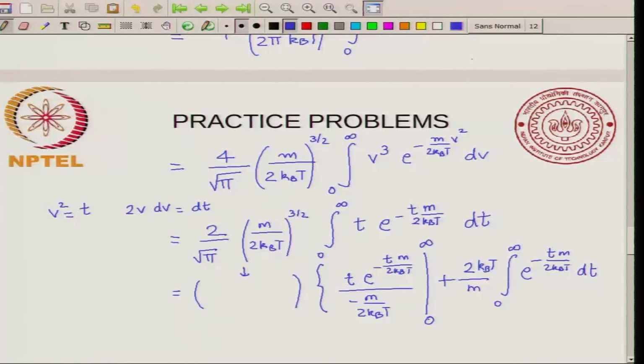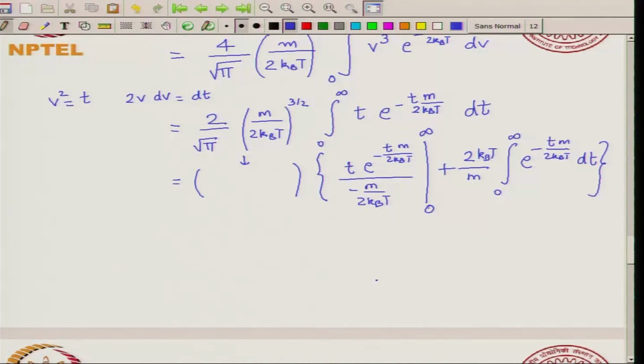So, these are the two terms you have, and instantly you realize that for the first term, when t equals infinity, e to the minus infinity goes to 0 much faster than t goes to infinity. So, this product goes to 0 at infinity, and it goes to 0 when t equals 0, so this term is equal to 0. The second term will just have this times this integral. So, the factor of 2 kBT by m times this e to the minus t m by 2 kBT, you can easily do this integral, and what that will do is give you an additional factor of 2 kBT by m.